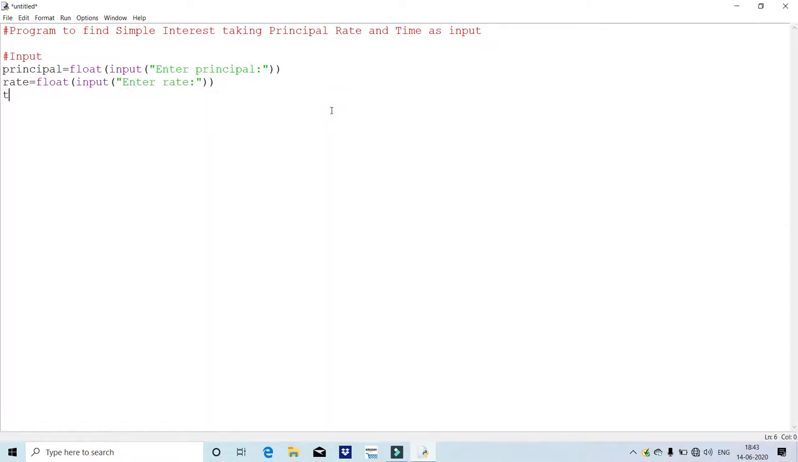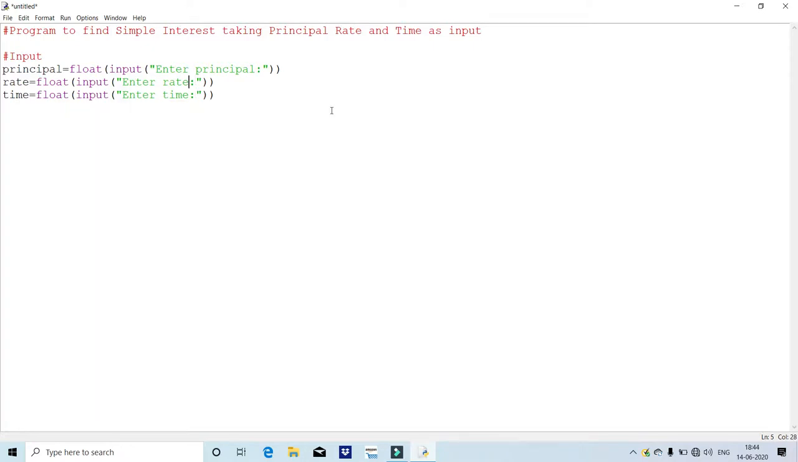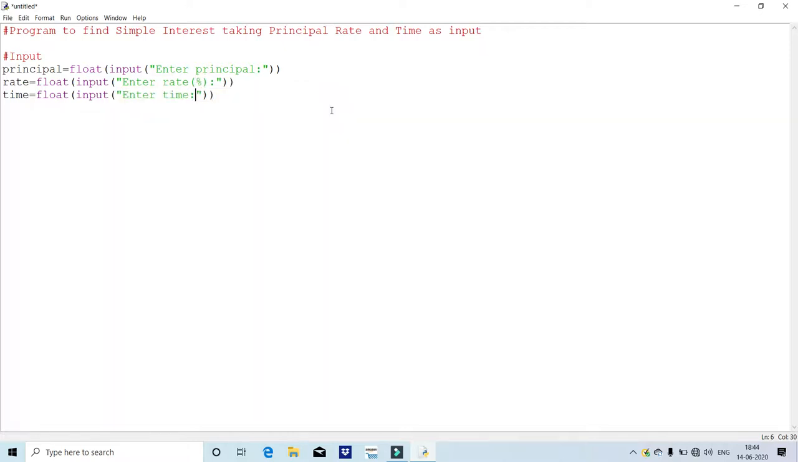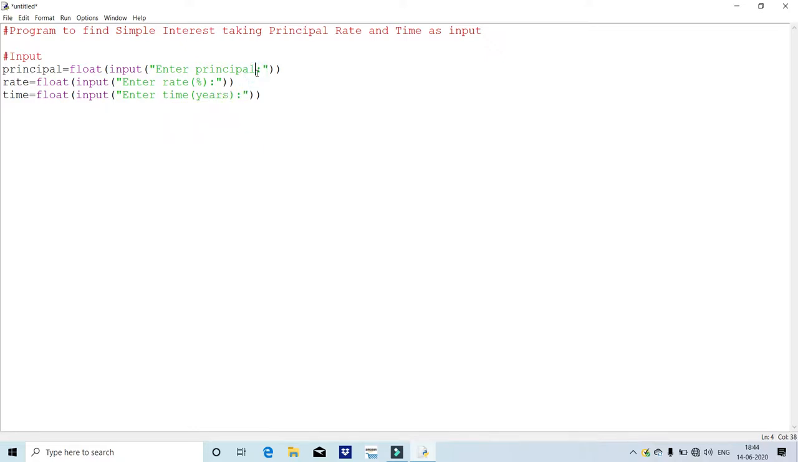Similarly, taking time as input, time is equal to float input, enter time in years. I'm assuming that it is in years and this is in percentage. So I am, let's say, providing that you enter in percent, enter this in years and principal in rupee.